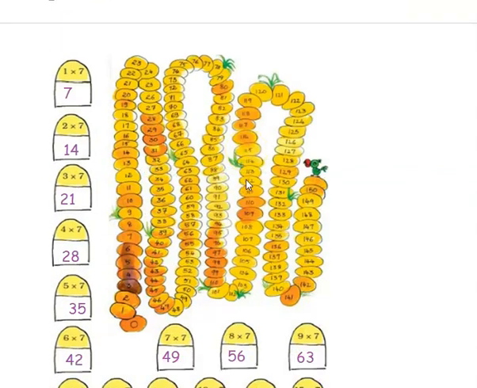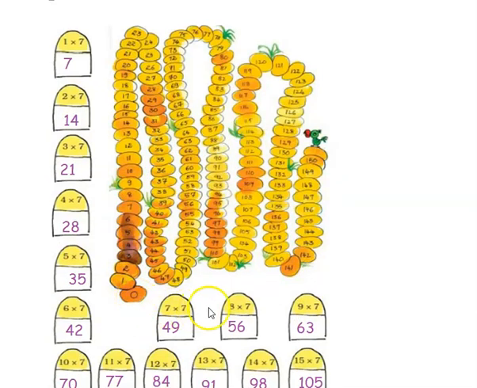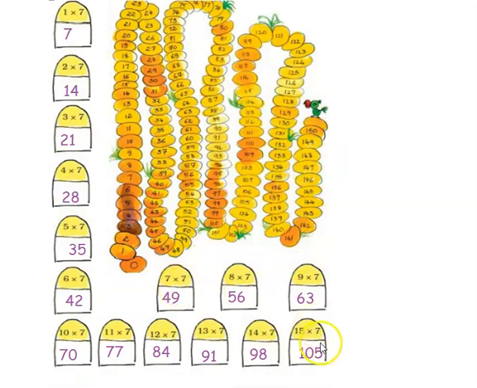Here it's given like this, right? You are starting from 0 and it's given till 150. But for the multiplication part, it's given till only 15. So now we'll see this. 1 into 7 will be 7. 2 into 7 will be 14, that is, the second jump will be at number 14. And then 3 into 7 is 21.